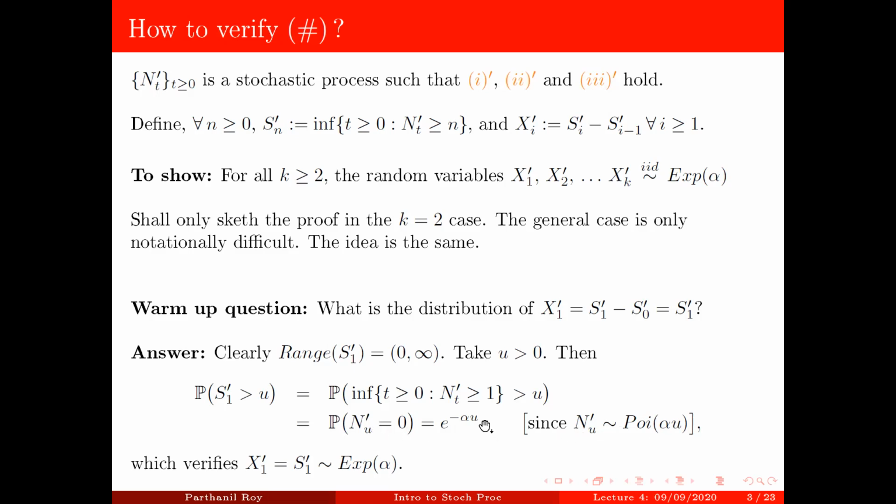So once you find the survival function, you also find the distribution. This shows that X1 dash, which is equal to S1 dash, they are the same random variables and they follow the exponential distribution with parameter alpha.